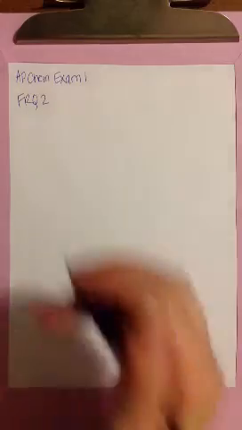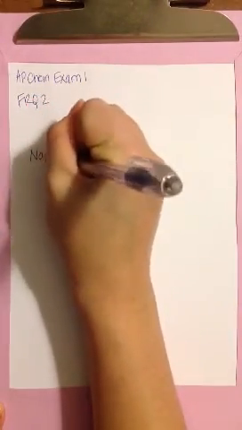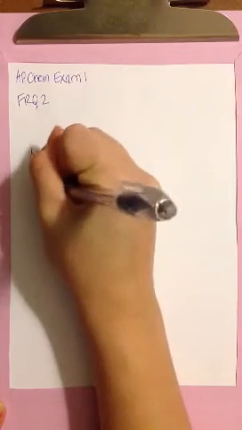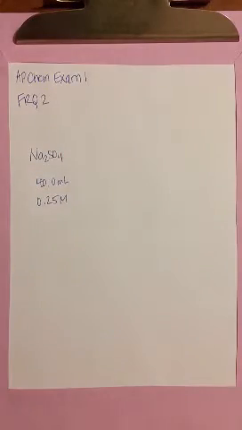This is the first chemistry exam on chapters 1 through 3, free response question 2. It says a 40 milliliter sample of 0.25 molar Na2SO4. So I have Na2SO4, 40 milliliters and 0.25 molar. It's added to 100 milliliters of 0.95 molar Pb(NO3)2.